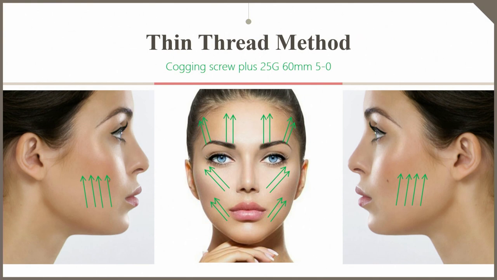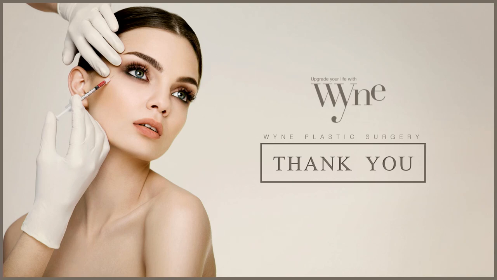And to improve the skin texture, I can add Cogging Screw Plus 25 gauge, 60 millimeters. But don't forget, these threads are loaded on a shaft needle, so you should be very careful not to make bruising. When you remove the needle, you should push the tissue sufficiently to prevent swelling and bruising. This is the end of my presentation today.